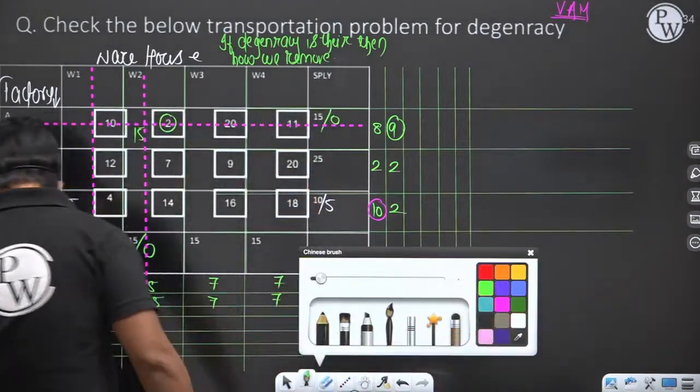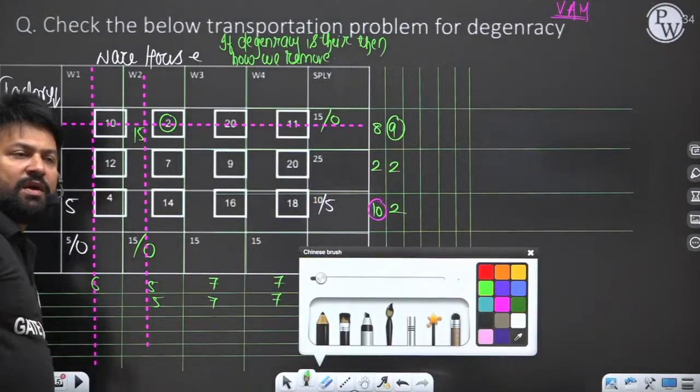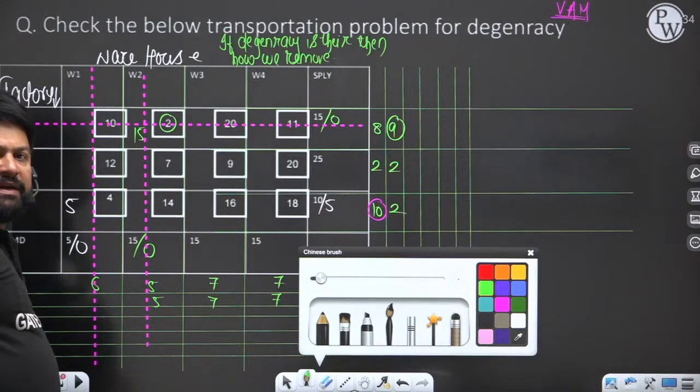Now again I am going to find out the penalty. Are you people ready? Yes. So for the next penalty, here is where we start.